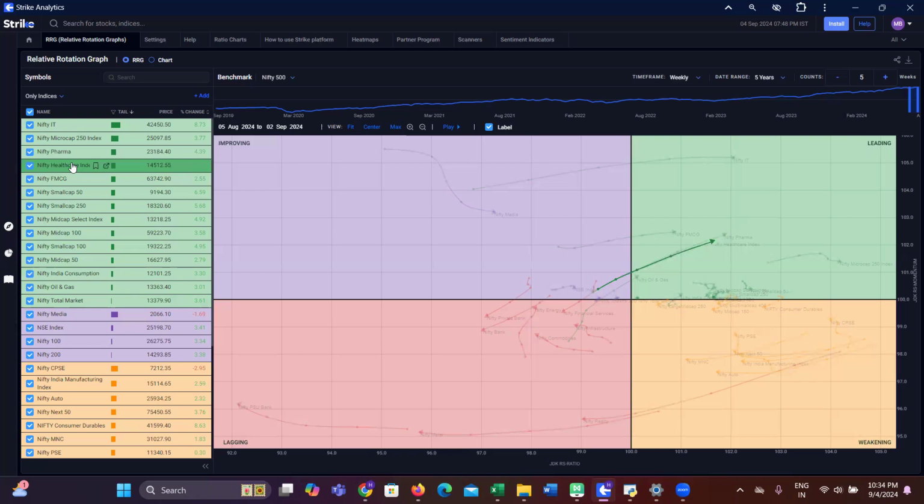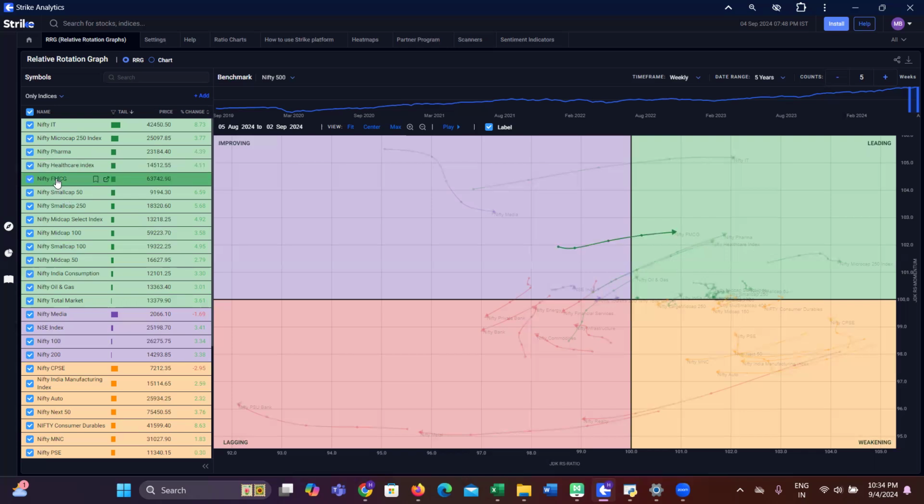By the way, one quick disclaimer: whatever we discuss on this call or video is not a buy or sell recommendation. This is just to understand and learn about the RRG chart and the different strategies that we can adopt.